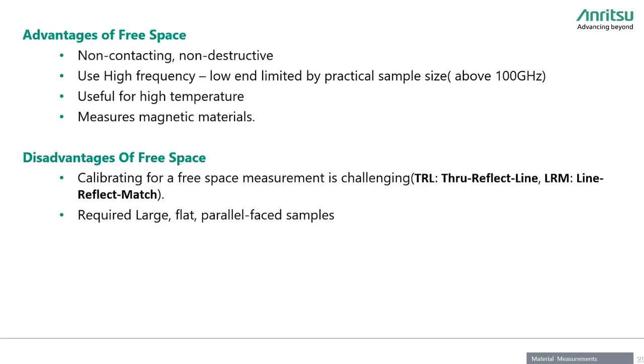The second is it has high frequency application where we can go up to 100 gigahertz as well. However, the lower limit of the frequency is limited by the practical size of the sample. Okay, it is very useful for material measurement when we have to do it at a higher temperature or lower temperature on the negative side. That is also possible using free space. Measurement of magnetic material is also possible. That means we can not only do permittivity, but we can do permeability as well using the free space method.